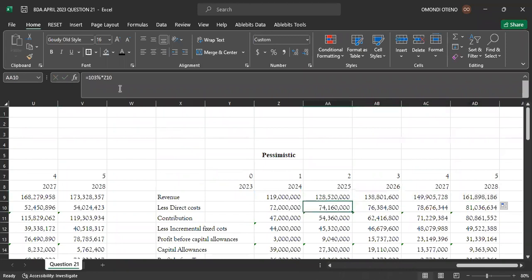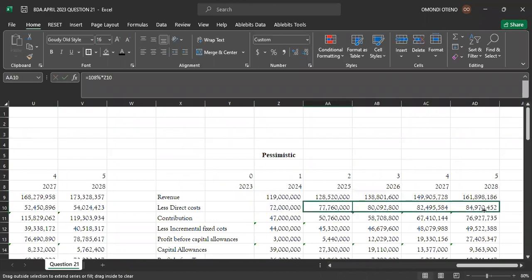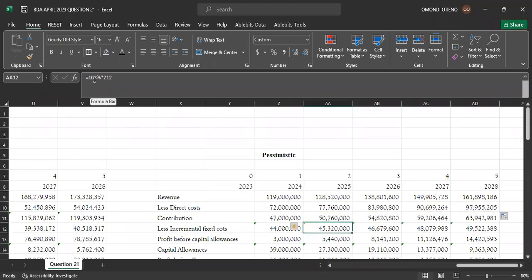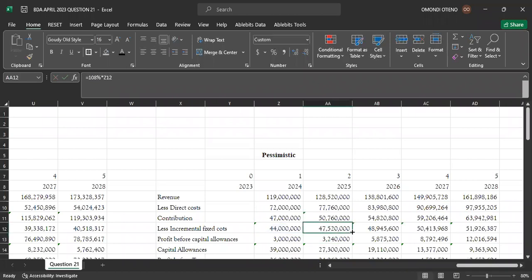Direct cost, I come here. Just change this to 108. Change it to 8. Autofill. Come to incremental fixed cost. Change this 3 to 8. Autofill.